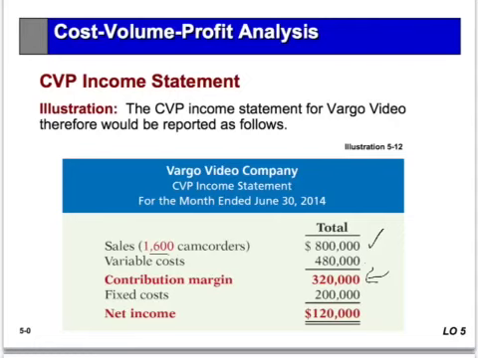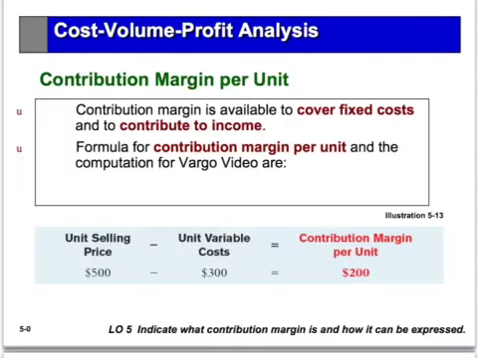Now this is not profit because we have not covered our fixed costs. It contributes to covering our fixed costs. And I have $320,000 in contribution margin. I only need $200,000 to cover my fixed costs. And once I pay my fixed costs, what I have left is my net income.